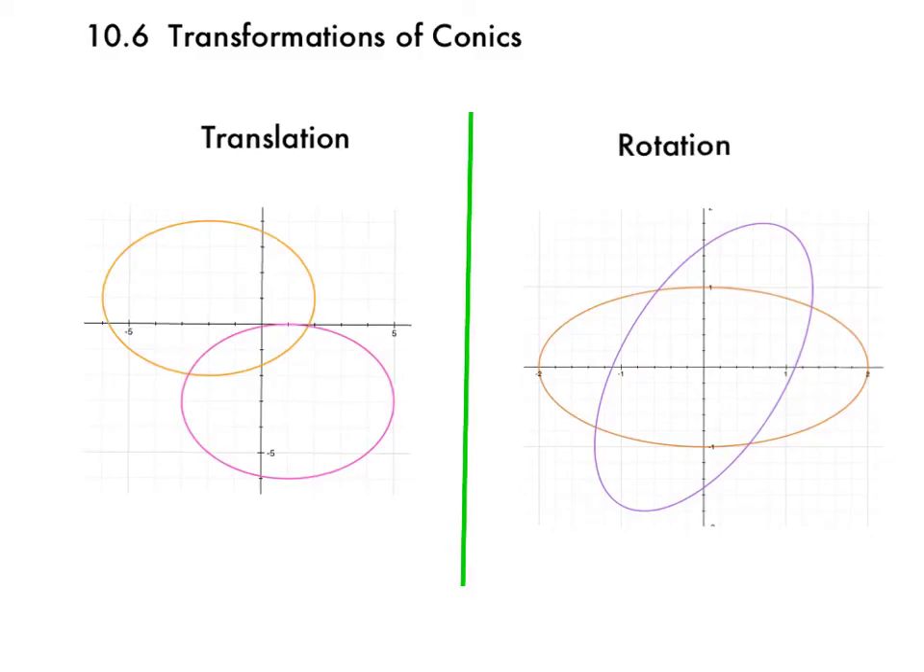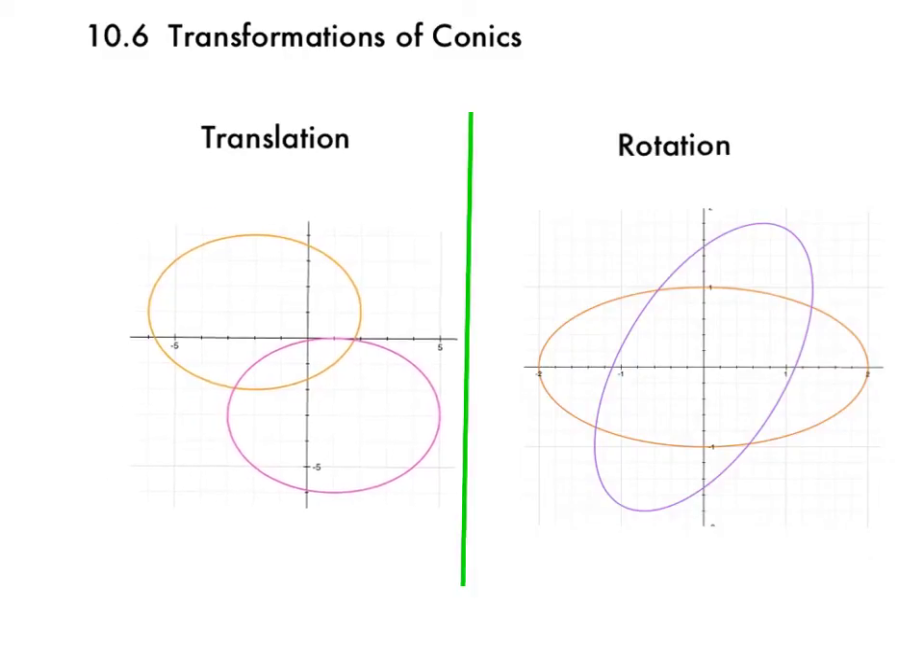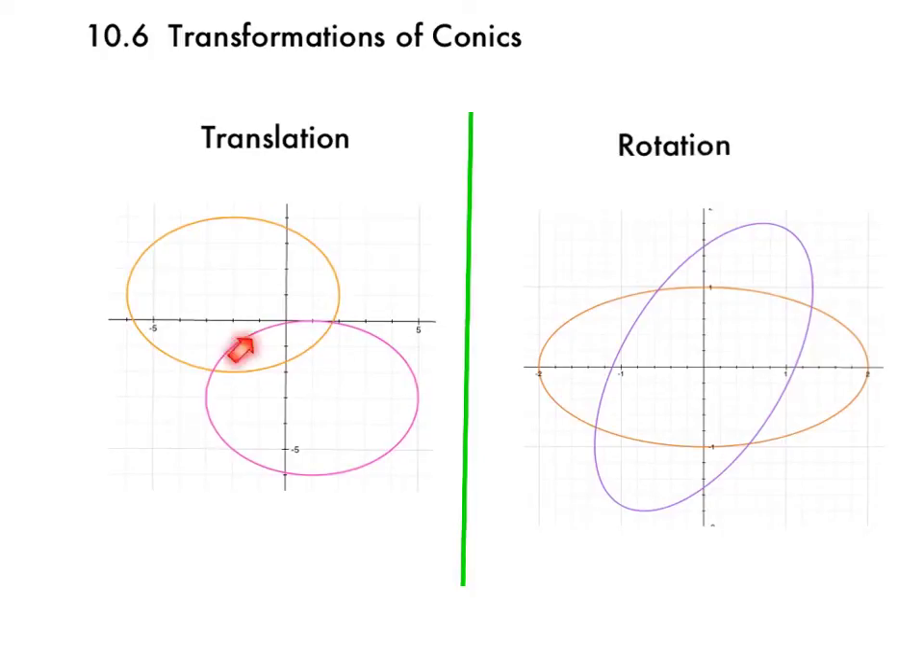All right, so we've talked about the shapes. Now let's do some transformations with these conic sections. Translation, if you recall, you're not changing the shape or the size, you're just either moving it left or right or up or down. Rotation, same thing, you're not changing the shape or the size, you're just rotating it around the axis somehow.